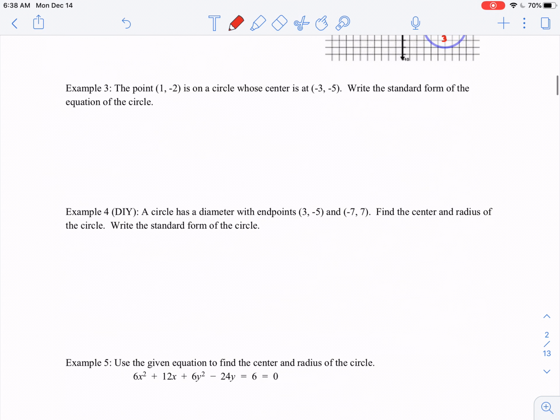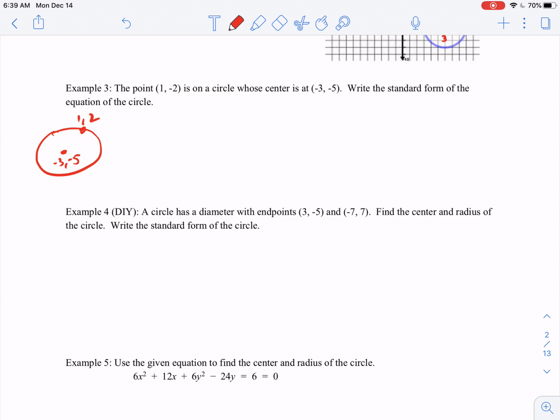Then, example 3. If I give you a point on the circle and the center is negative 3, negative 5, write the standard form. So you have a center that's negative 3, negative 5. I'm not drawing this to scale or anything. The point on the circle is 1, 2, so the solution point.